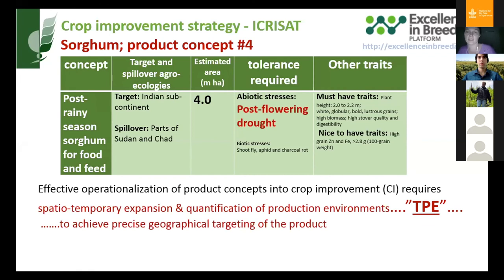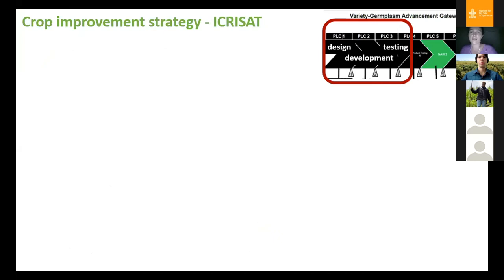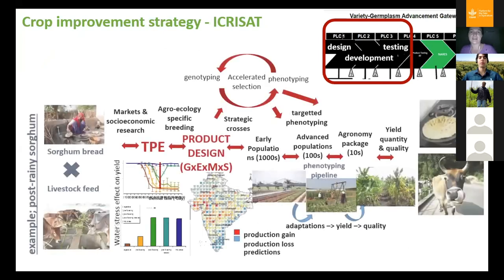quantitatively defined product. Also, by the way, I believe that these types of analyses are integral to improving the transparency of these breeding programs, crop improvement programs, and that's the vehicle for interdisciplinary engagement. Because when we clearly say and quantify what is needed, then other disciplines, I believe, can much more effectively plug into the process. So this is my favorite messy slide.